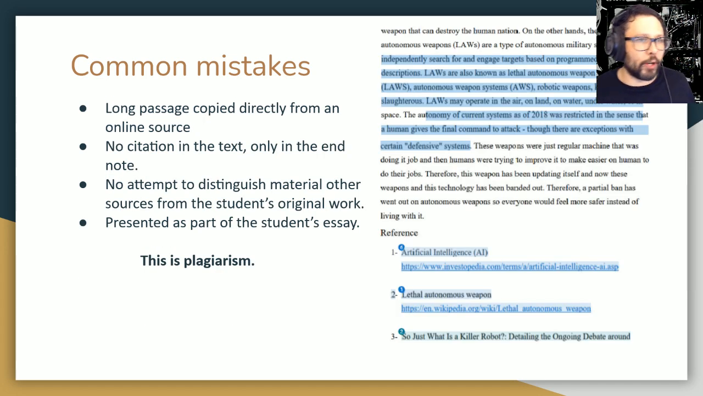Here's a slightly more difficult example. This is another long passage quoted from a source. Here, the highlighted number 1 passage is all taken directly from one of the sources. Part of the issue, though, is that the student does have that source in their citations here. So this passage comes from this Investopedia.com website.